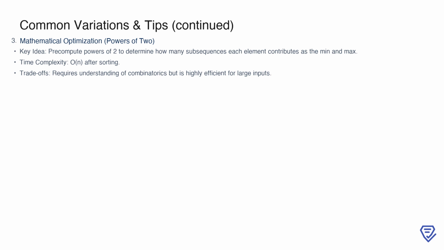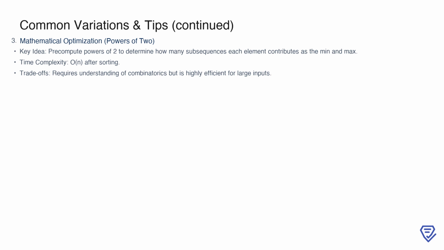Finally, let's discuss mathematical optimization using powers of 2. This approach leverages the fact that each element's contribution as the minimum or maximum in subsequences can be determined by pre-computing powers of 2. After sorting the array, you can calculate how many subsequences each element contributes to, both as the smallest and the largest value. This method is extremely efficient, with a time complexity of O(n) after the sorting step.